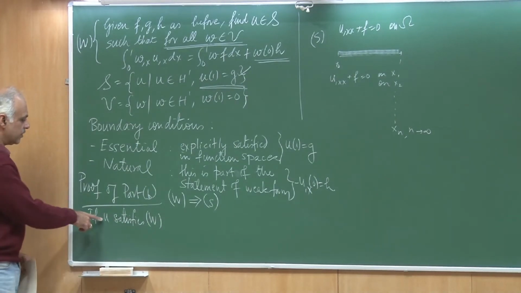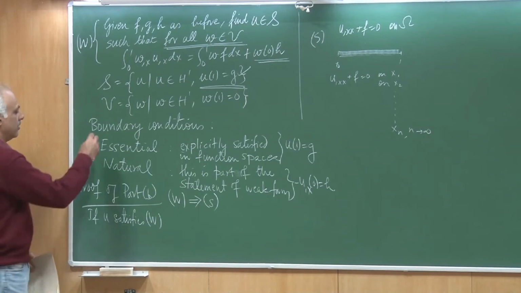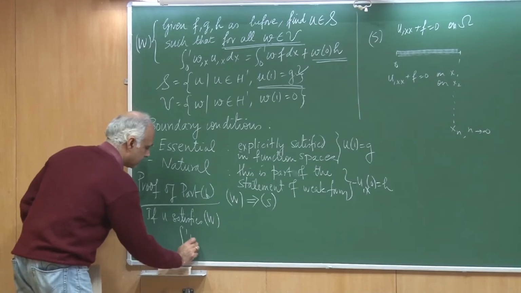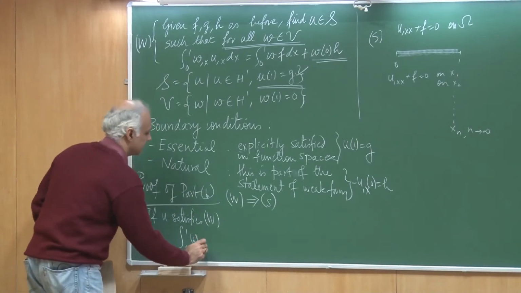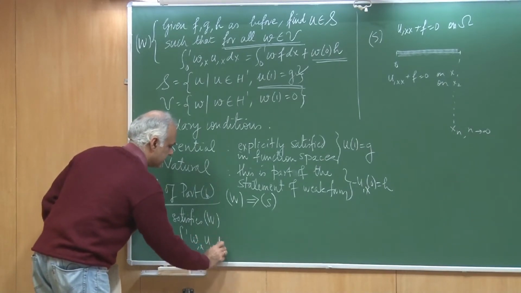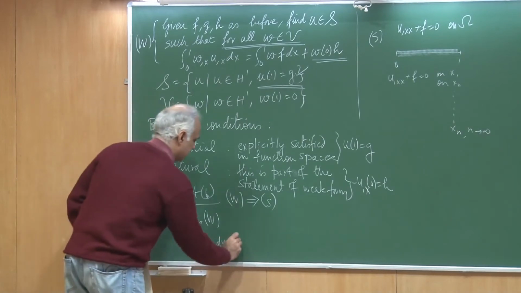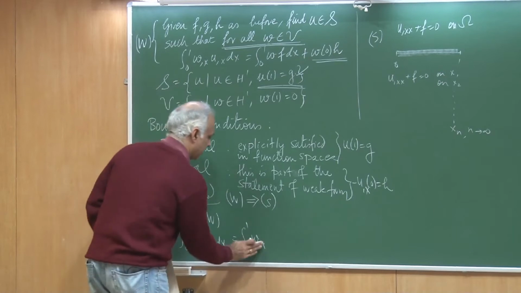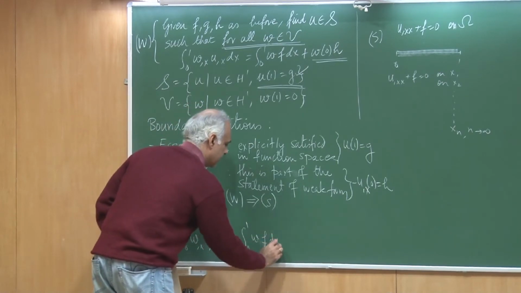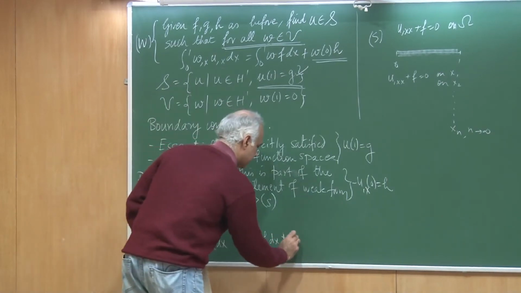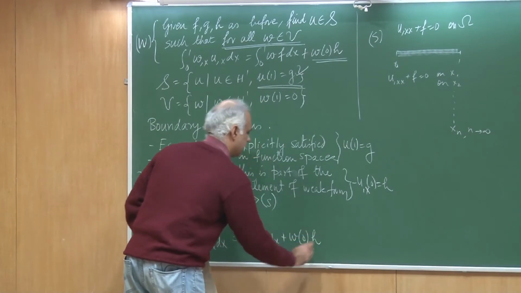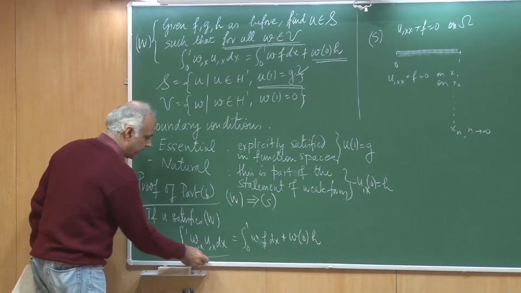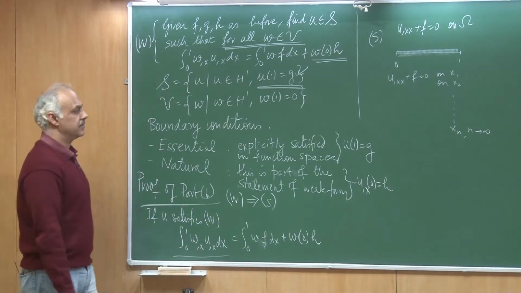So, let us say the solution u satisfies the weak form. That means I am going to start with the statement: the integral from 0 to 1 of w comma x u comma x dx is the integral from 0 to 1 of w times f dx plus w(0) h. I am now going to integrate by parts the first term.